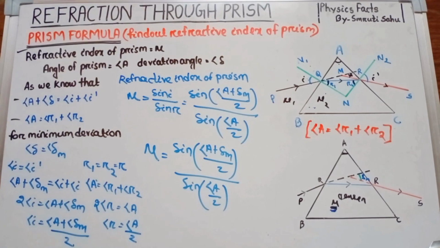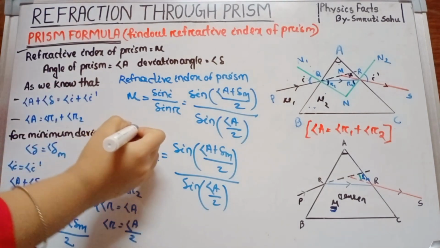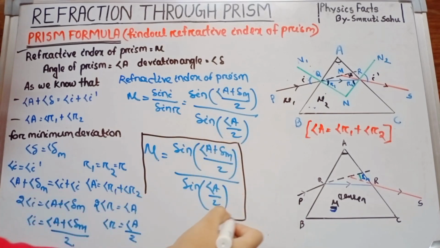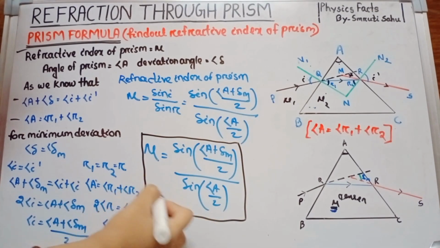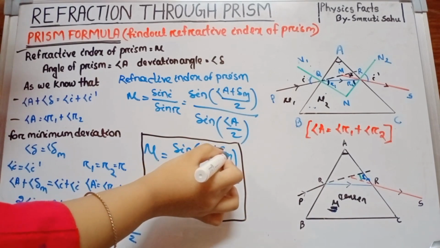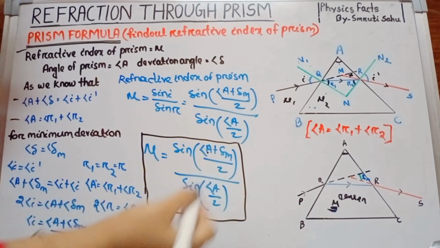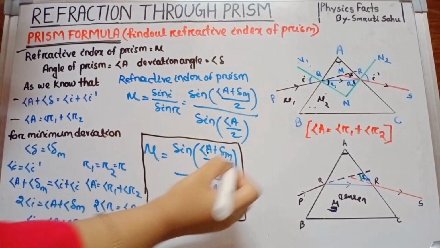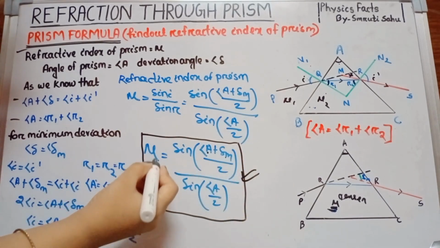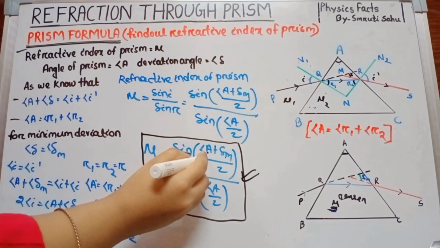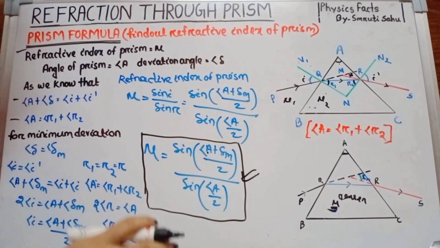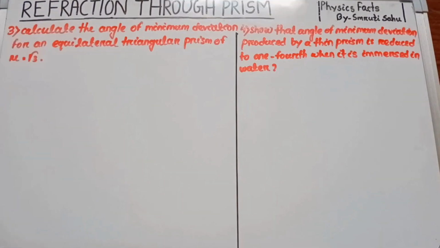You clear, students? That means here we got that the refractive index of the prism depends on the angle of the prism and the deviation angle of the prism. So in this condition we got that the refractive index of the prism depends on the angle of the prism and the angle of minimum deviation. You clear, students?